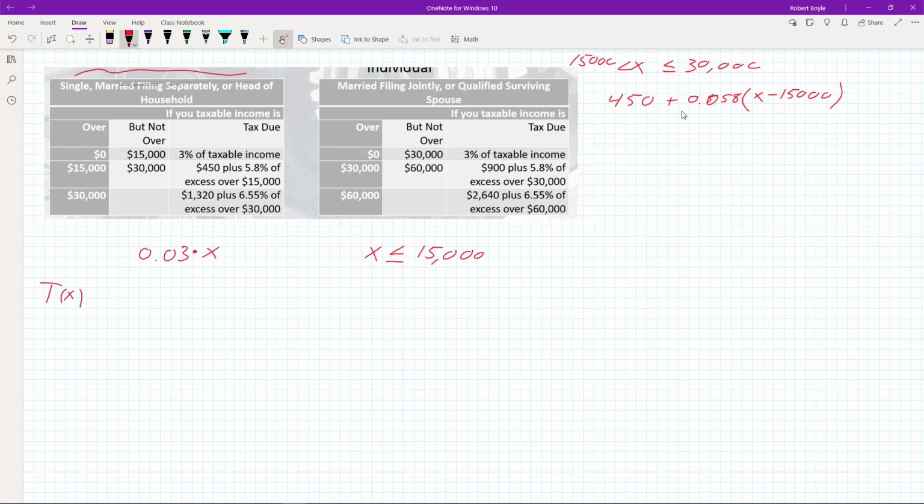Now, once again, we cannot write the equation like this. We actually have to write it in slope-intercept form, and that basically is a number plus the slope times x. So we need to simplify this. Using the distributive property, we will have, well, once again, just 450. Now, using the distributive property, we will have 0.058x. And then 0.058 times a negative $15,000 is minus 870.